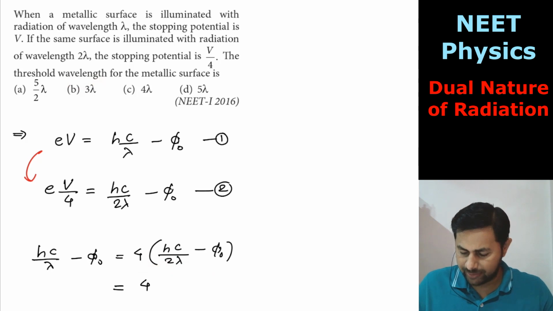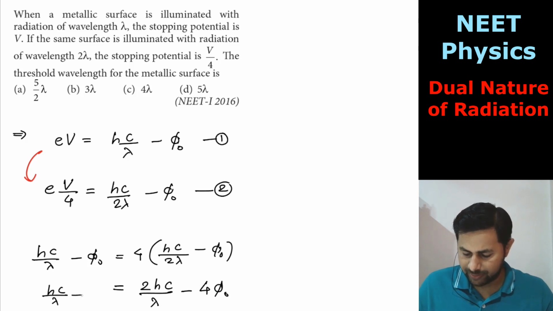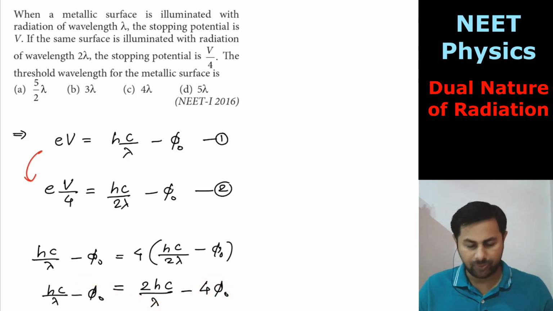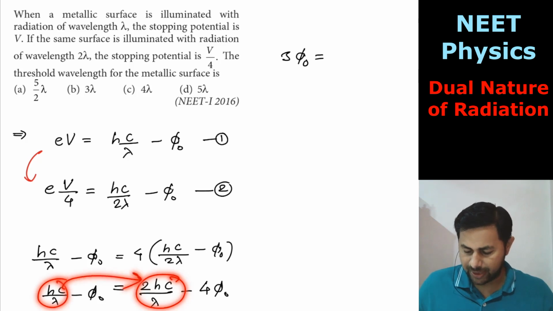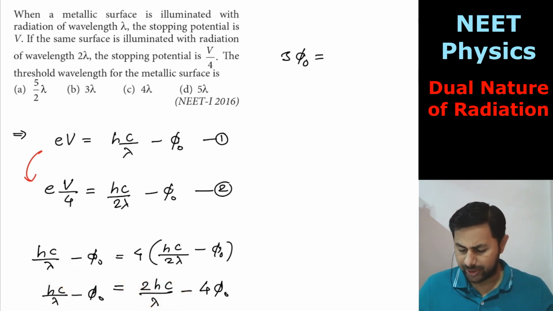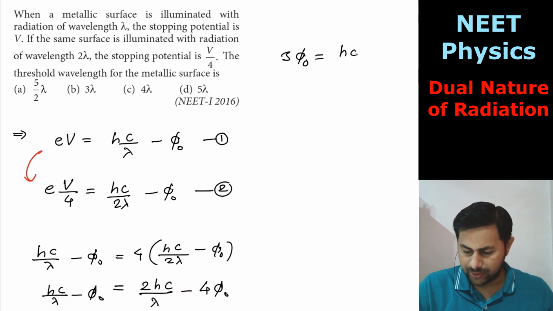So this is 4 times Hc by 2 lambda, that means 2 Hc by lambda, minus 4 phi naught. And this is Hc by lambda minus phi naught. So if we move this thing on this side, that is plus 4 phi naught minus phi naught, that would be 3 phi naught. So 3 phi naught is equal to 2 Hc by lambda, and this Hc by lambda, if you move it on that side, it would be equal to Hc by lambda. So Hc by lambda, right? And what is phi naught?